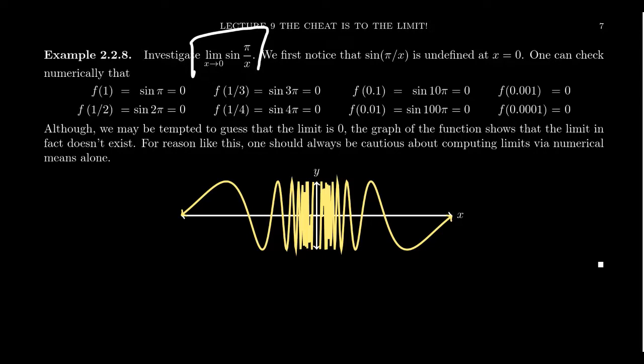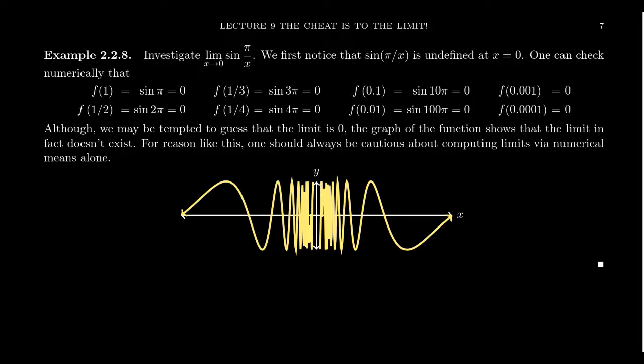It's tempting just to plug in zero, but pi over zero is undefined, and so sine evaluated at a number that's undefined is clearly going to be undefined. So we can't evaluate it. X equals zero is outside the domain of the function sine of pi over x. But as we've seen in previous examples, just because the function's undefined doesn't mean the limit doesn't exist. There could still be an expectation of what the function should be doing.